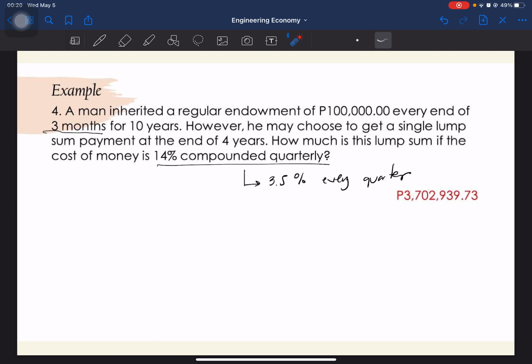Okay? Pero meron pa siyang option 2. Pwede niyang hindi kunin yung every quarter payment, pero makukuha niya yung isang lump sum. Ibig sabihin ng lump sum, isang bagsakan niyang kukunin yung pamana sa kanya. Pero makukuha niya pa yon at the end of year 4. Okay? Ang tinatanong, how much is this lump sum?